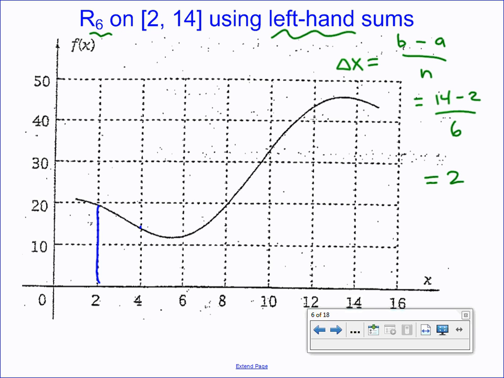where am I going to go to get the height of the rectangle on this first subinterval? I'm going to go to the left-hand side. So this is a case where I'd always be looking at the left-hand side in order to get the height of each rectangle. I'm always looking at the left-hand side here.